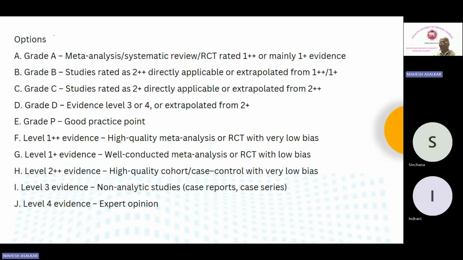But when you see all the options, you are likely to get confused. So make a habit of understanding the concept very clearly. The correct answer is B, and here the correct answer is C.